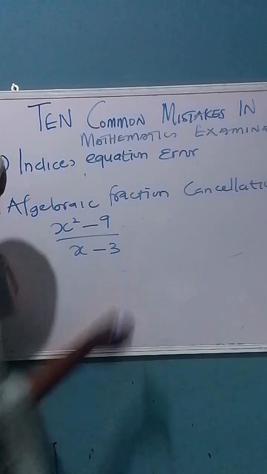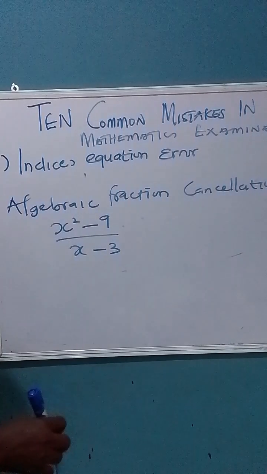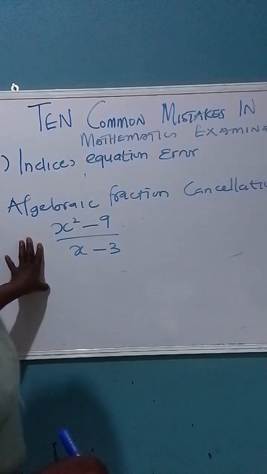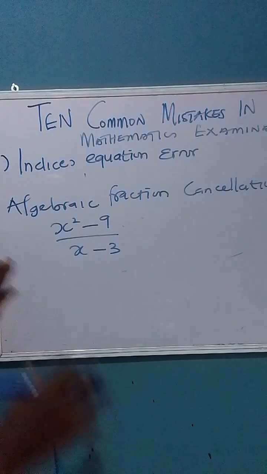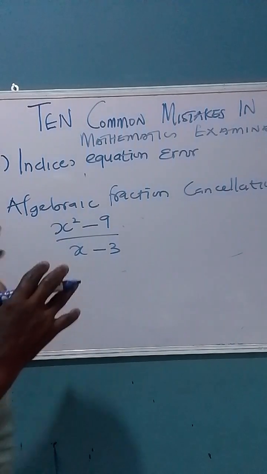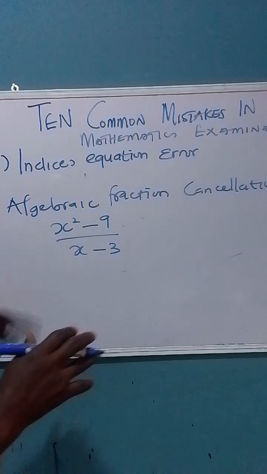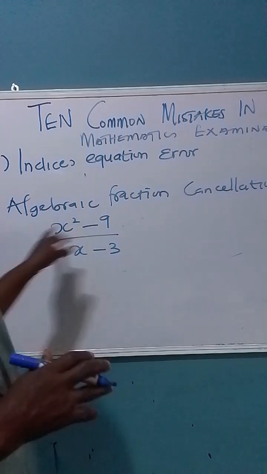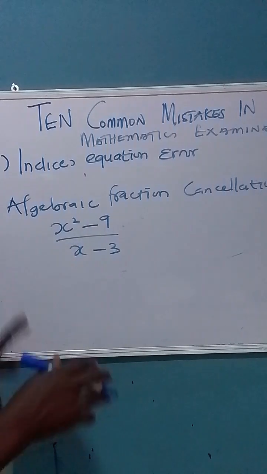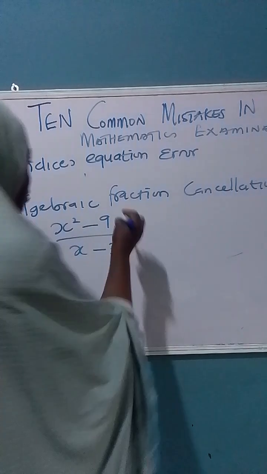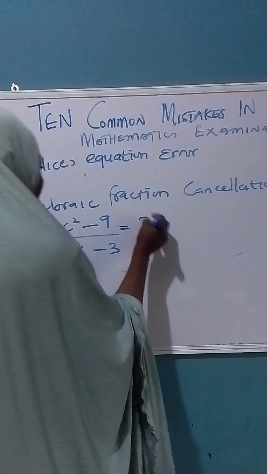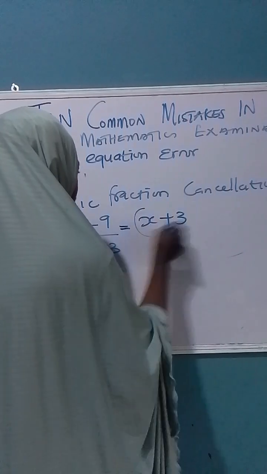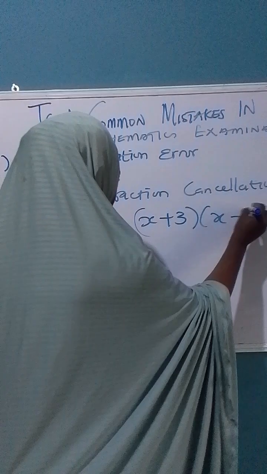minus 3. So if you want to solve this type of question, before you can solve it, be calm and look at it. For instance, look at this numerator. It is a difference of 2 squares. First solve it as a difference of 2 squares. So you are going to write it as x plus 3 into x minus 3.